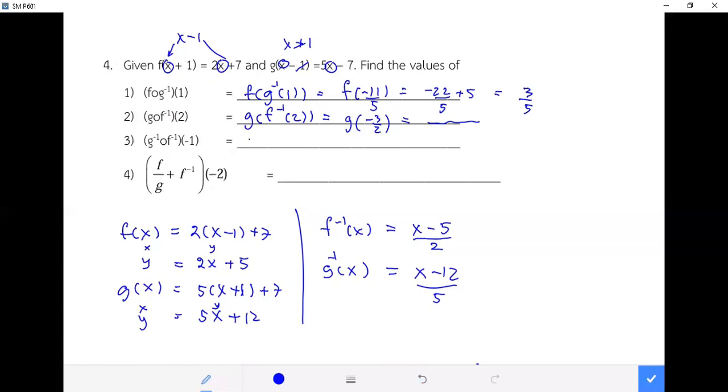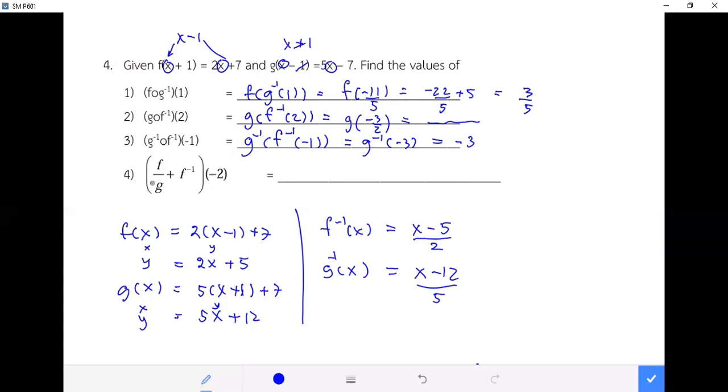Right? This one is g inverse of f inverse of negative 1. So you put negative 1 in your f inverse, right? Negative 1 minus 5 is negative 6. Negative 6 over 2 is negative 3. So you will get g inverse of negative 3. And you put this negative 3 in your g inverse. Then negative 3 minus 12 is negative 15. Negative 15 over 5 is negative 3. You have finished, right? It's so easy.